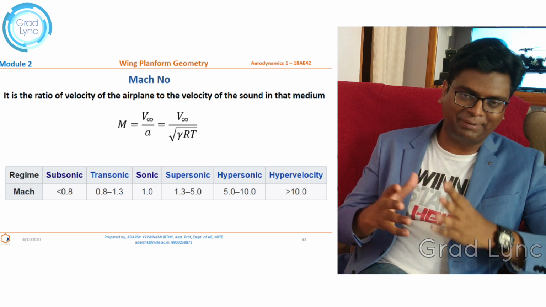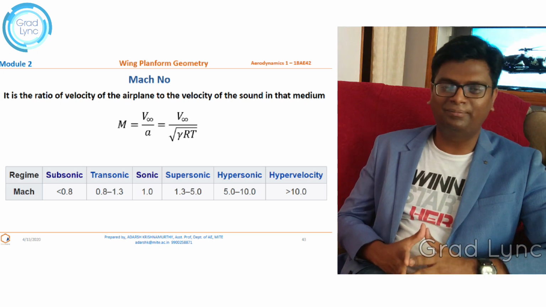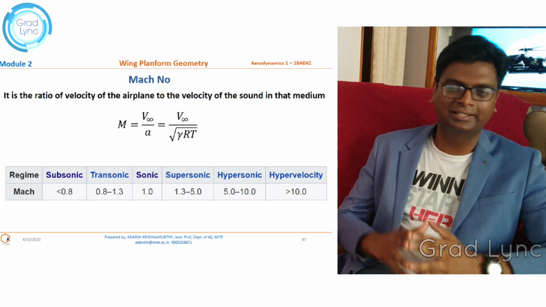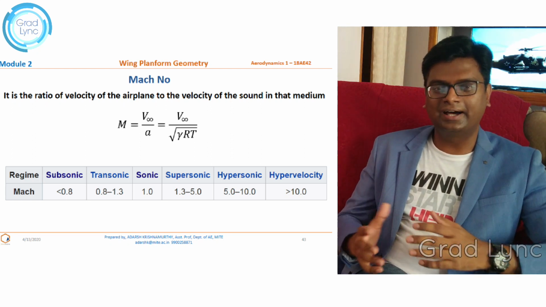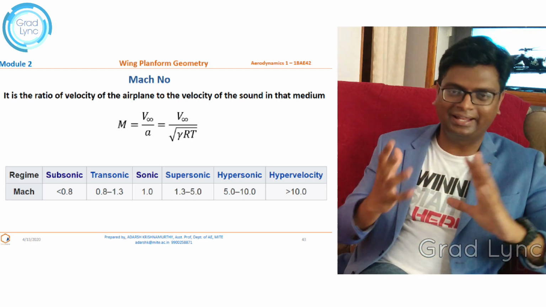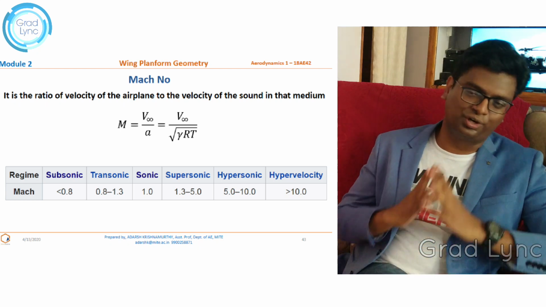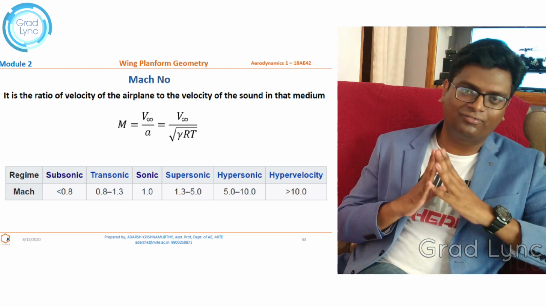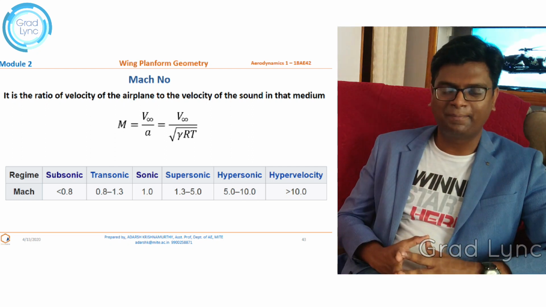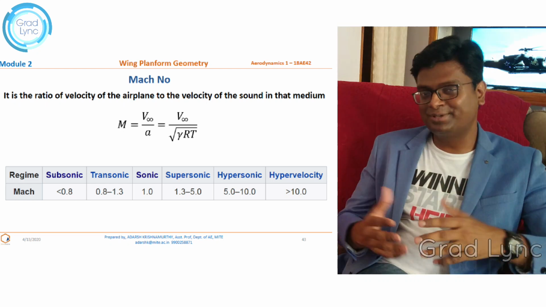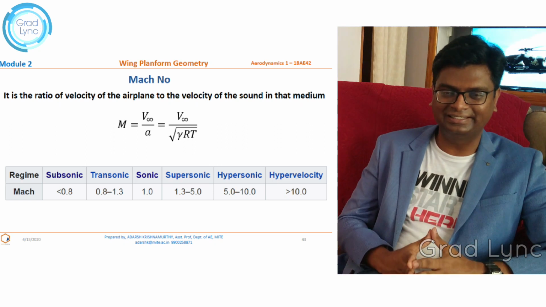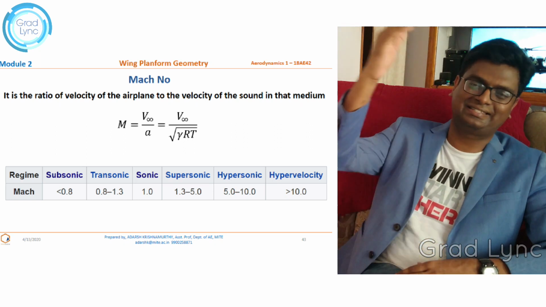I can expand a as the square root of gamma times R times T, where gamma is the ratio of specific heats, that is Cp by Cv, R is the gas constant, and T is the atmospheric temperature in that environment. So if I know the temperature at any altitude, I can calculate the Mach number.